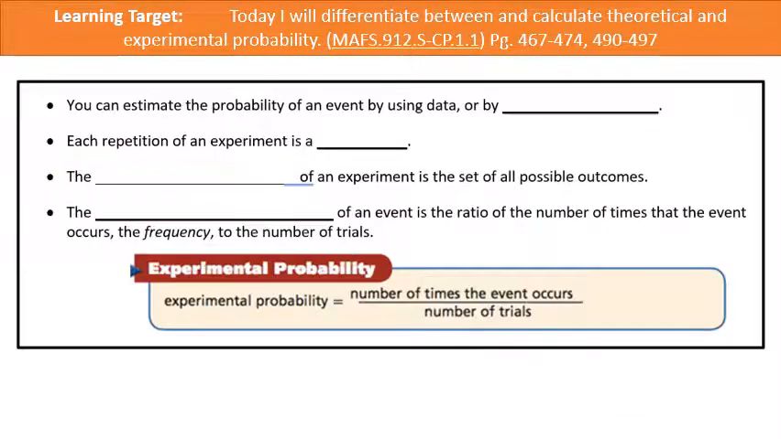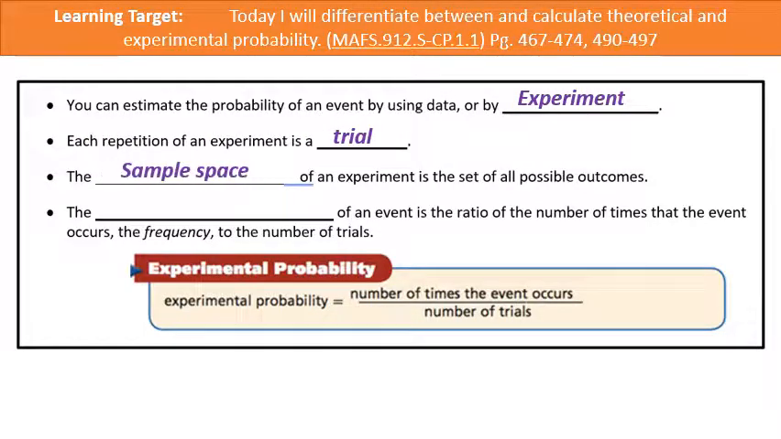All right, now let's talk about a little more vocabulary. We can estimate the probability of an event using data. Some of these probabilities we know what the theoretical probability is. But for others, it's hard for us to know every single possible outcome. We don't know what all the possible outcomes are. So what can we do? Well, one thing we can do is model it by doing an experiment. We can look at some data and see what happens and use that data to estimate the probability of the event. In an experiment, each repetition is a trial.